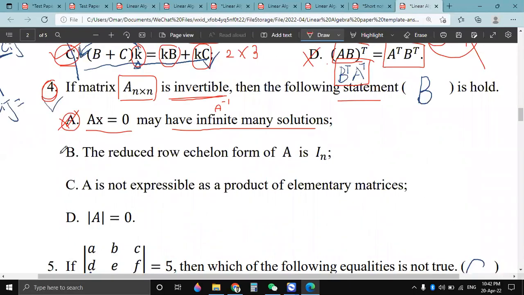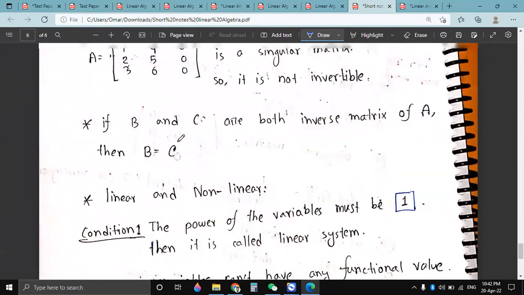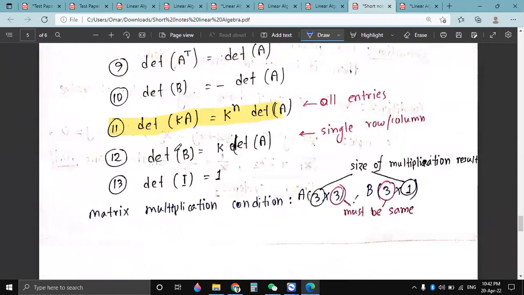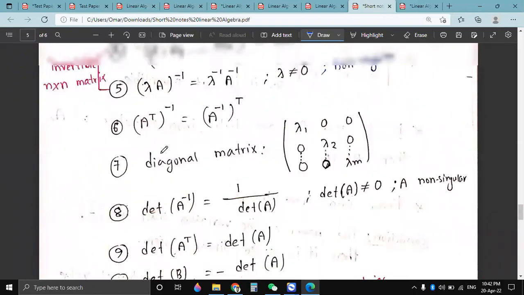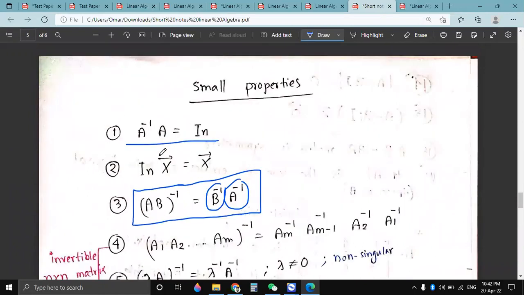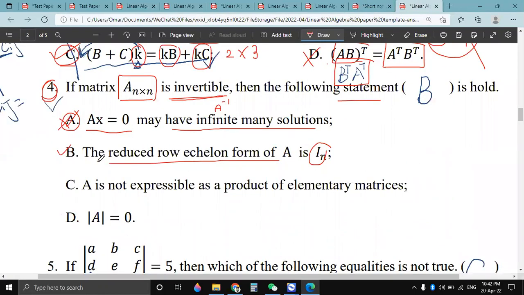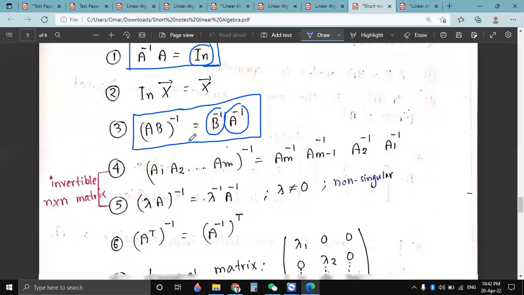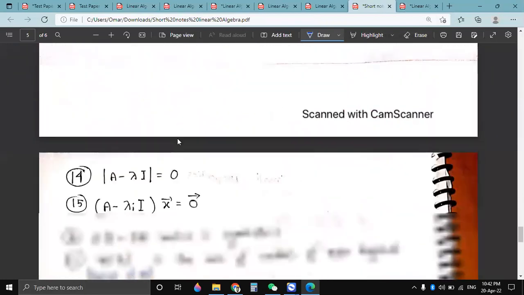Okay. And for B, the reduced row echelon form of A is I to the power n. So if you look here, A inverse multiply A is equal to the identity matrix, right? So we can say that the reduced row echelon form of A is I to the power n, because there is another formula, like I'm going to show you.